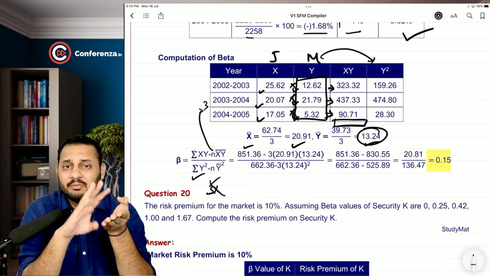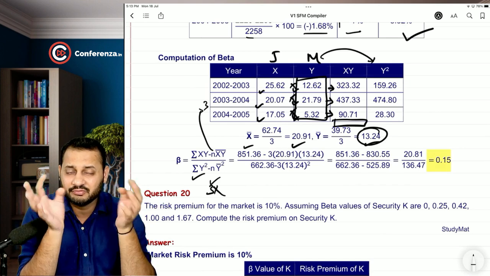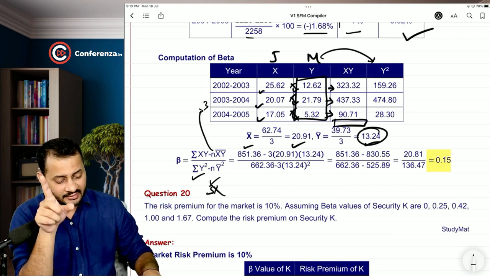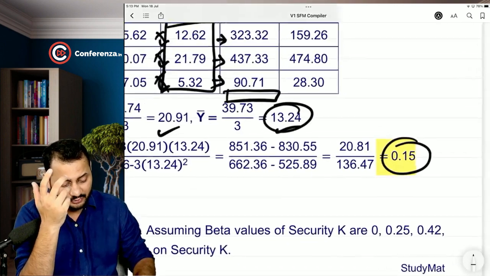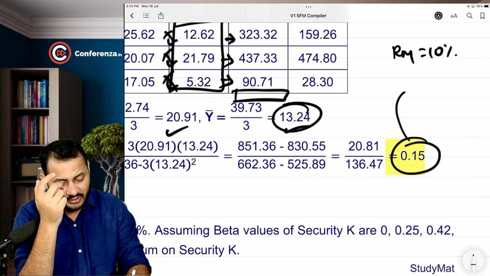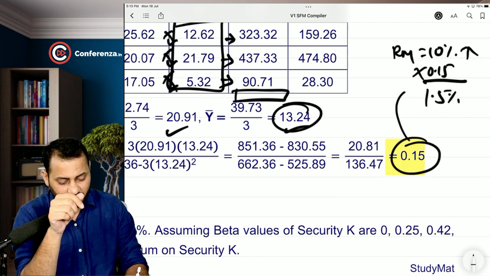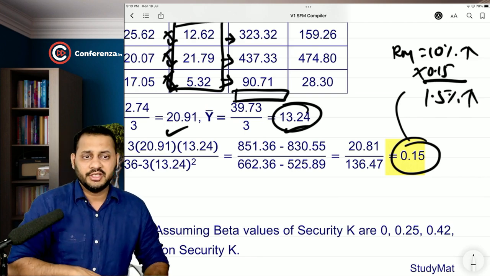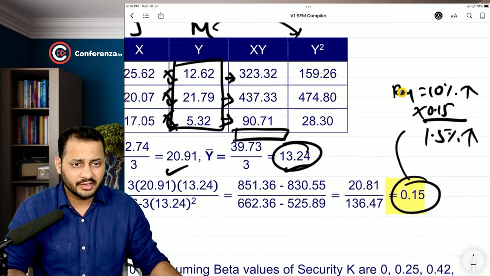But that doesn't mean that beta will not be used in the coming questions. There will be lots of questions where we are going to use the beta. In this question, the beta of 0.15 has been reached. What does that mean? You should be able to interpret it. It means that if the market's return goes 10% above, the stock's return will be 0.15 times that, that means 1.5% above. If the change in market is 10%, the change in the stock will be 1.5%.